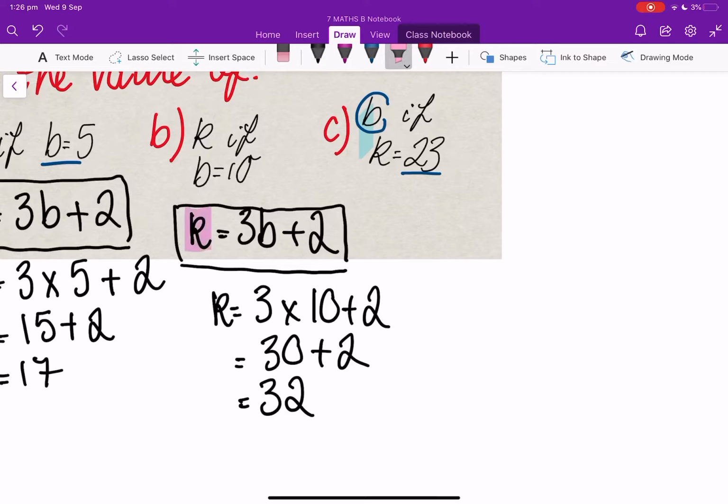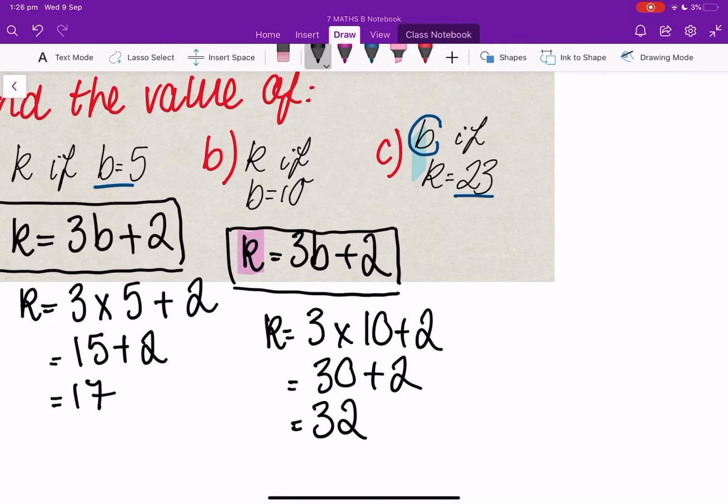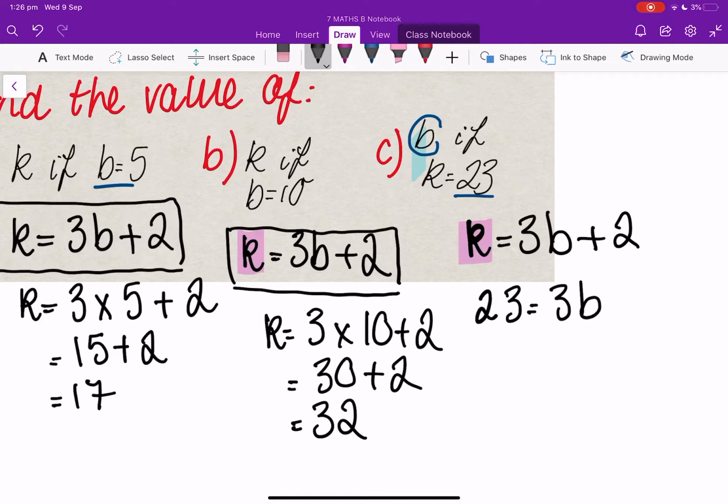Let's do this last one, and it's a little bit different to our previous example where we were finding k. This time we're going to find b. So my first step is to write out my rule. K equals 3b plus 2. Now this time, it's told us that k is 23. So we're going to write what we know. So 23 equals 3b plus 2. We want to find out what b is.